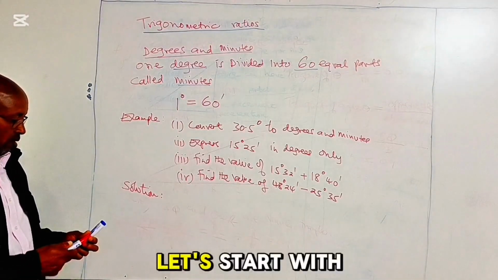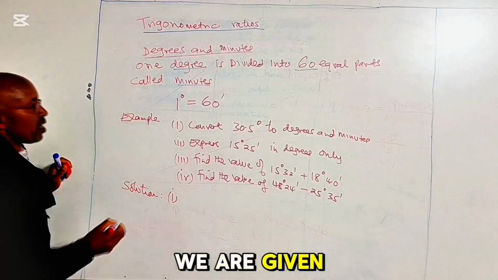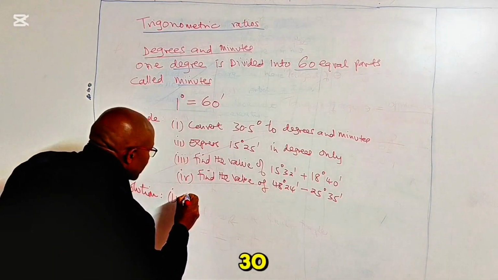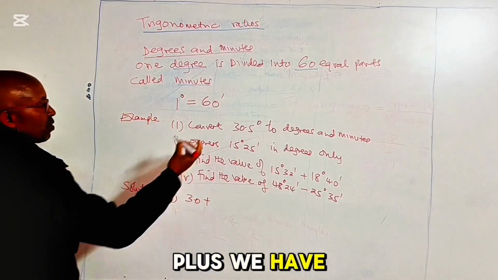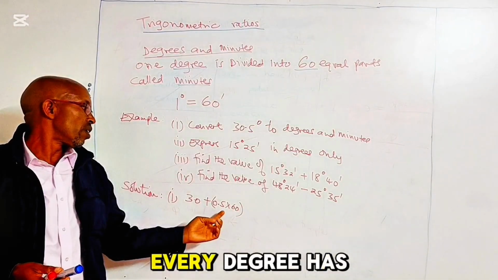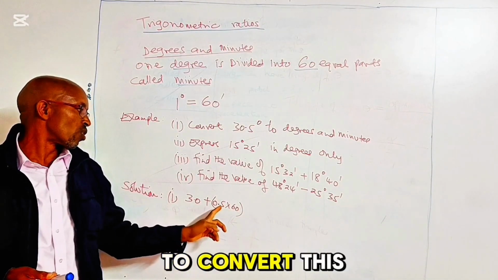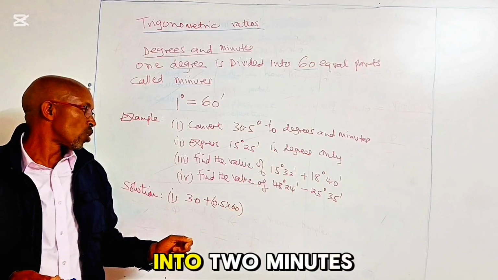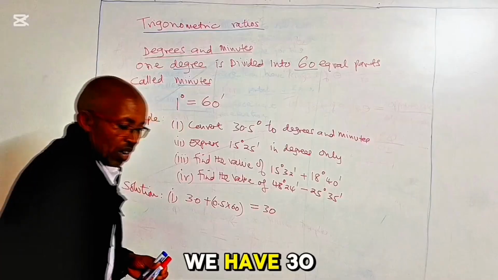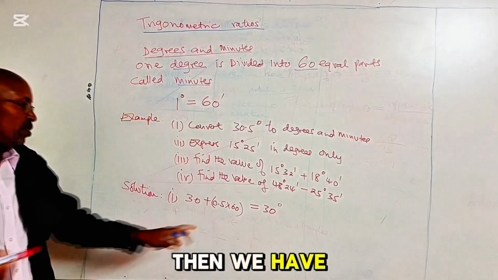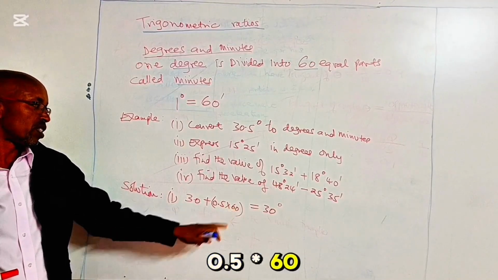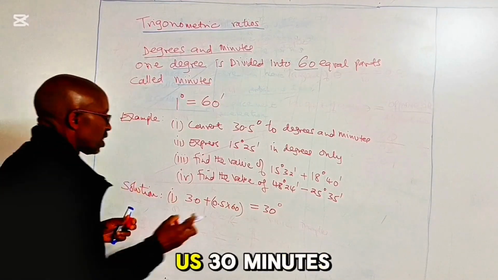Solution. Let's start with the first one. We are given 30.5 degrees. So we have 30 plus 0.5 multiplied by 60, because every degree has 60 minutes. So we want to convert the decimal part into minutes. This gives us 30 degrees, then we have 30 minutes, because 0.5 times 60 is 30. So that gives us 30 minutes.